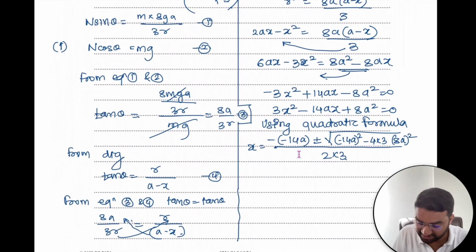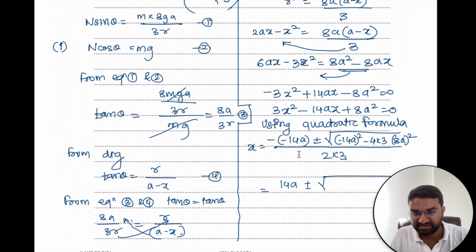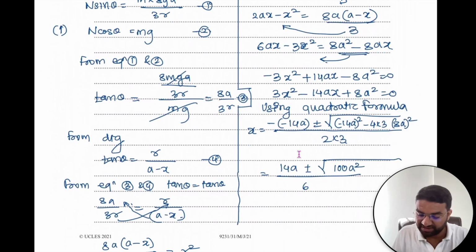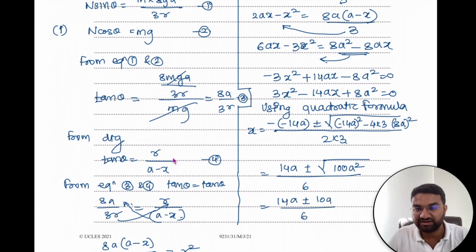And we have to simplify this completely, that is 14a plus minus square root of 196 minus 96, that is 100a square, upon 6. If you take the square root of 100, it's just 10. So it will be 14a plus minus 10a upon 6, and we will get two values of x. One is x equal to 14 plus 10 is 24a upon 6, that is just 4a, or x is equal to 4a upon 6, meaning 2a by 3.